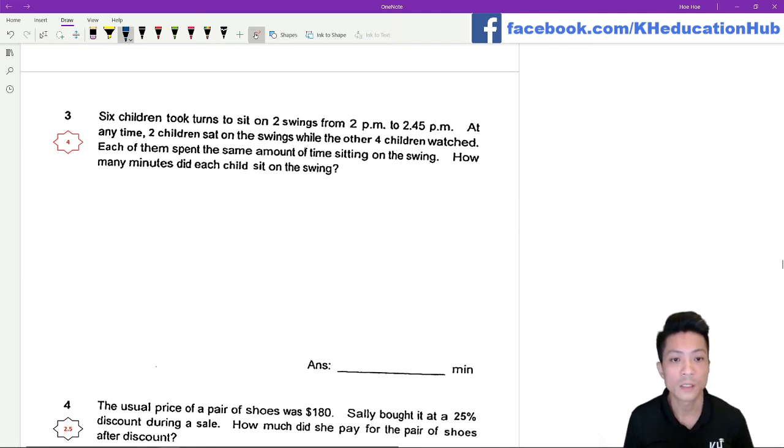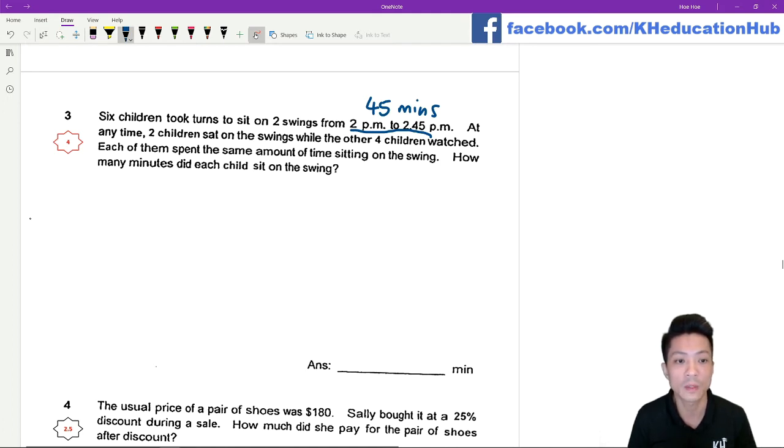Question 3. 6 children took turns to sit on 2 swings from 2 p.m. to 2:45 p.m. Okay, which is 45 minutes. At any time, 2 children sat on the swings while the other 4 children watched. That's so sad. Each of them spent the same amount of time sitting on the swing. So how many minutes did each child sit on the swing?